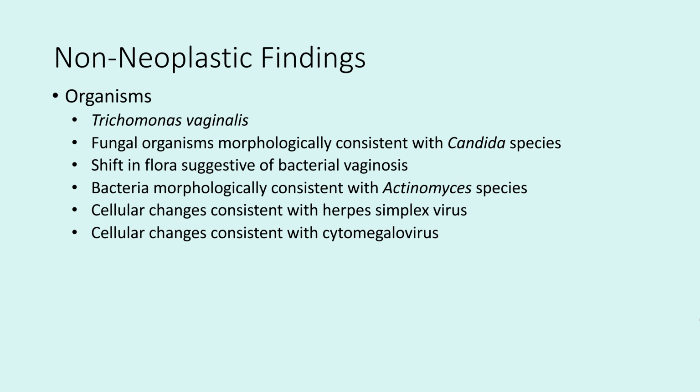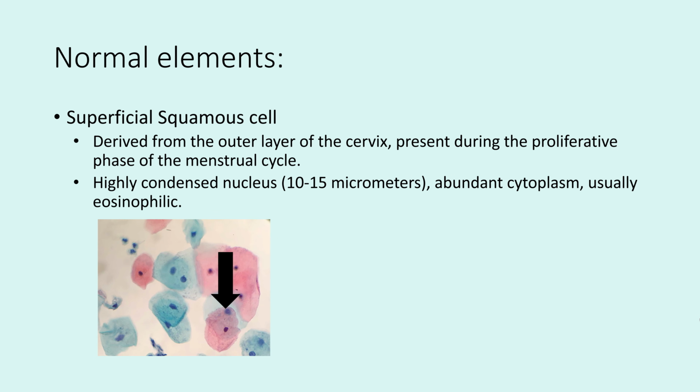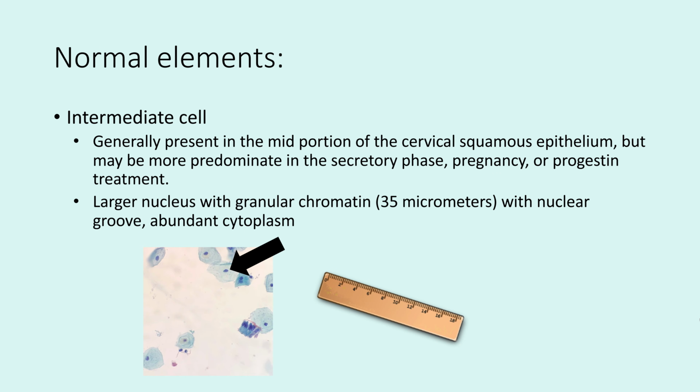And then finally, organisms. So we'll step through each of these one at a time. The first is the superficial squamous cell. That's that pink cell at the lower right-hand corner that the big black arrow is pointing to. It's derived from the outer or topmost layer, depending on how you're thinking about it on a slide, of the cervix, present during the proliferative phase of the menstrual cycle. It has a highly condensed nucleus, about 10 to 15 micrometers, with abundant cytoplasm, usually eosinophilic cytoplasm.